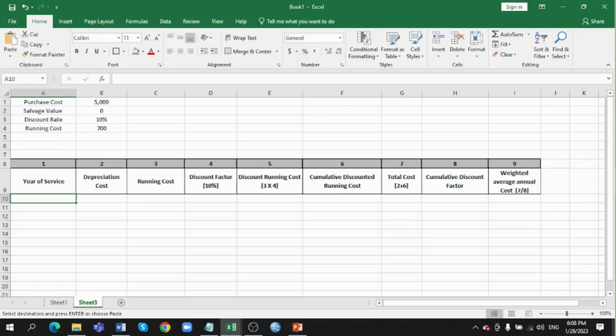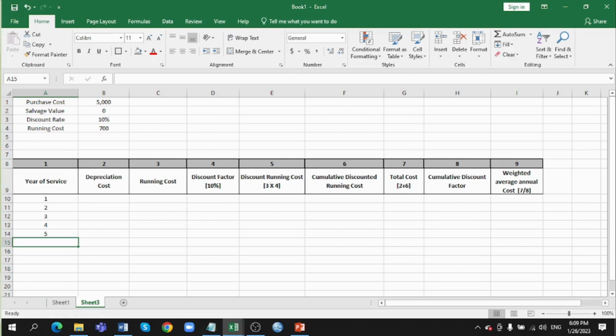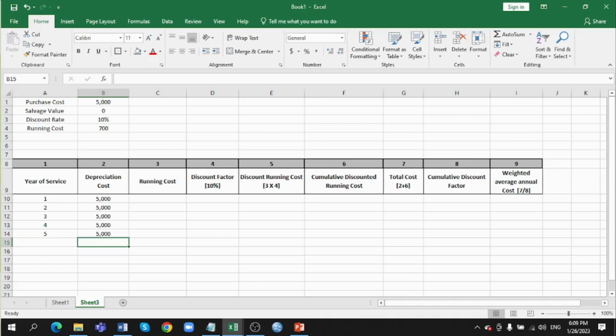So let us start with the first column, year of service. So let us number this one 1 to 5 since we are mentioning 5 years in the problem. So we have 1 to 5, or first year down to the 5th year of service. Then let us move now to your second column, which is the depreciation cost. There's a formula in order for you to get your depreciation cost. It is your purchase cost minus your salvage value. And since our salvage value is equal to 0, so we have 5,000 minus 0 is still 5,000. So from year of service 1 down to the 5th year, your depreciation cost would always be 5,000 pesos.